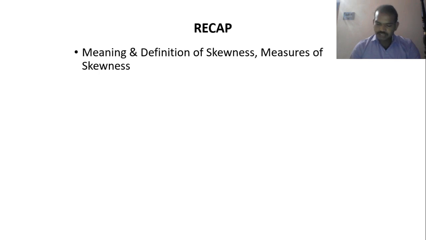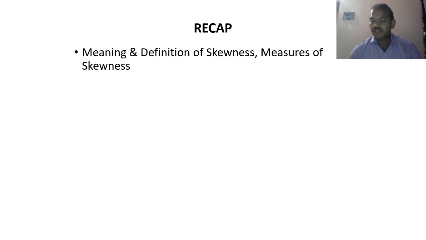Here is the meaning and definition. When the data set is not a symmetrical distribution, it is called skewness. If the data is not symmetrical, the distribution is considered skewed, and such a distribution may be positively skewed or negatively skewed.